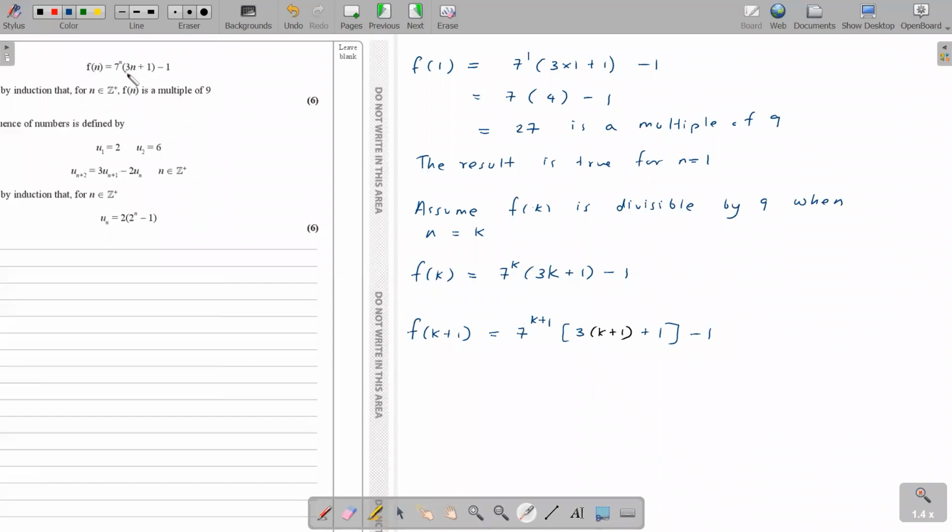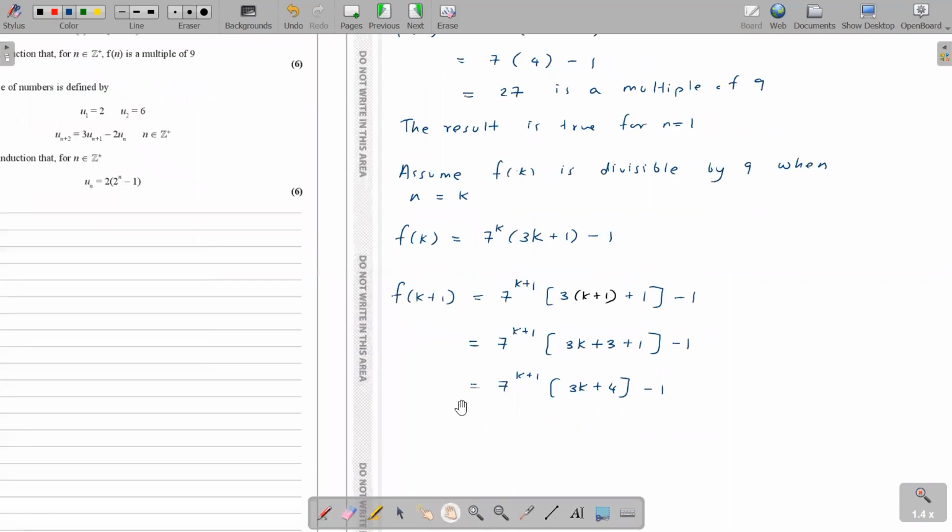7 to the power k plus 1. And inside here, 3, n is replaced by k plus 1. Again, there's another plus 1, minus 1. Be cautious here. 7 to the power k plus 1, I get here 3k plus 3 plus 1 minus 1. Are you with me? Now, am I creating any 9 here? Does it look like I can take a 9 out and show that this is easily divisible by 9? No, so we need to work on it. How do we work on it?